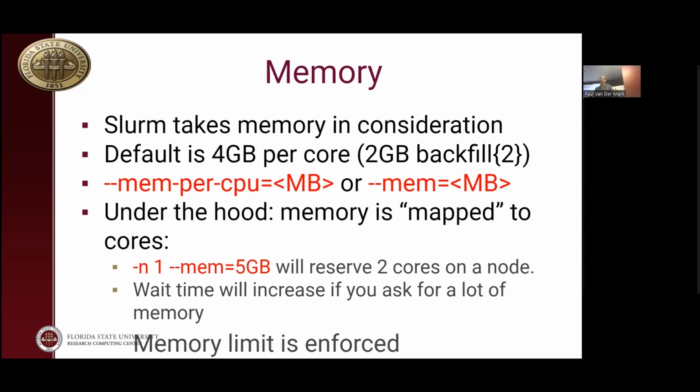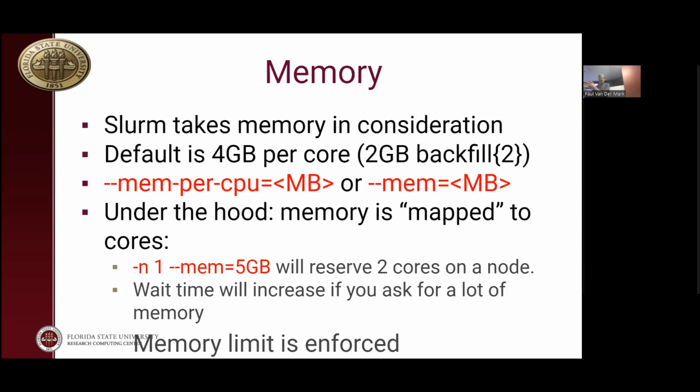Sometimes you want more memory. Your program needs more memory. Now, if it's a sequential program and you need more memory, it's easy. You can use the --mem. Under the hood, what Slurm does is say each core is 4 gigabytes. If you ask for 5 gigabytes, it will reserve 2 cores. You only get access to 1 core, but internally it will allocate 2 cores.